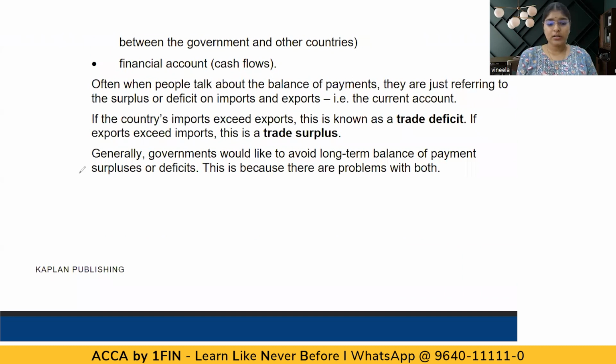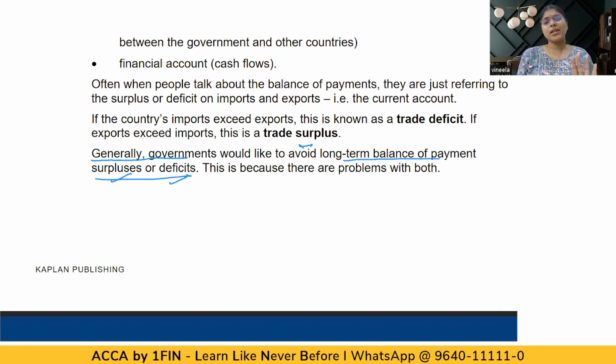See this point. Generally, governments would like to avoid long-term balance of payment surplus or deficit. Either from the balance of trade point of view or balance of payments point of view, I don't want a long-term surplus or deficit. He is clearly saying they will avoid surplus or deficit. They are avoiding surplus as well as they are avoiding deficit. Trade deficit is not good for the country. Trade surplus is not good for the country.